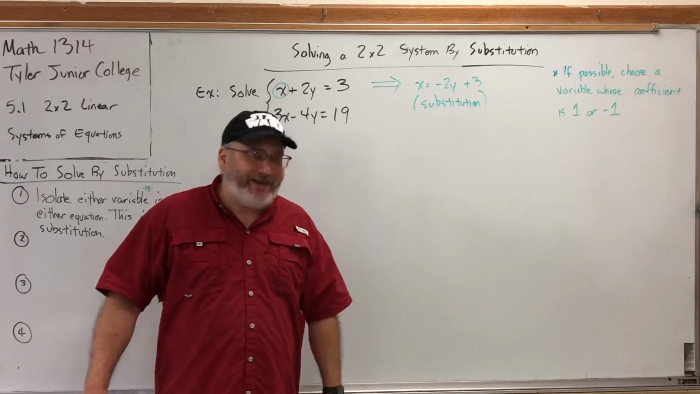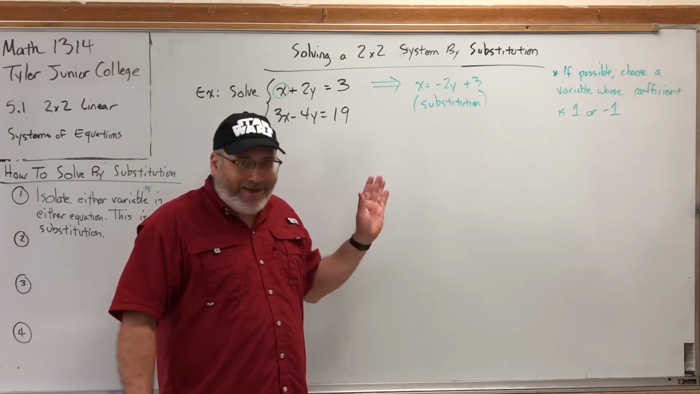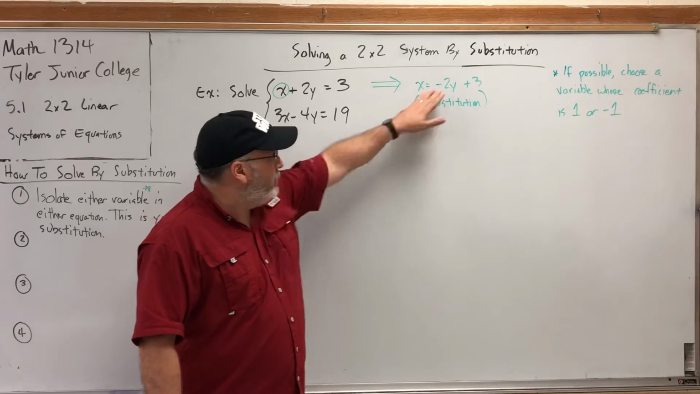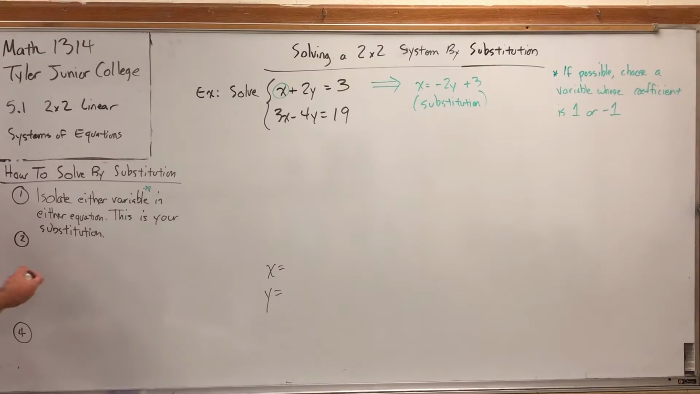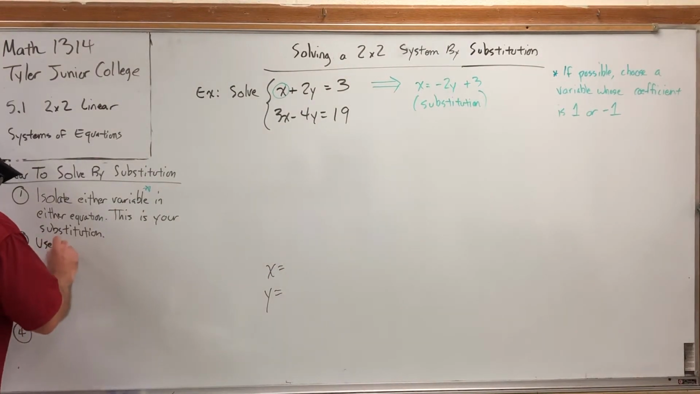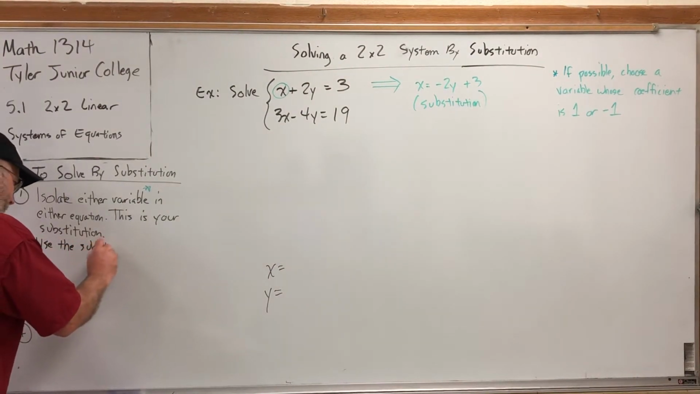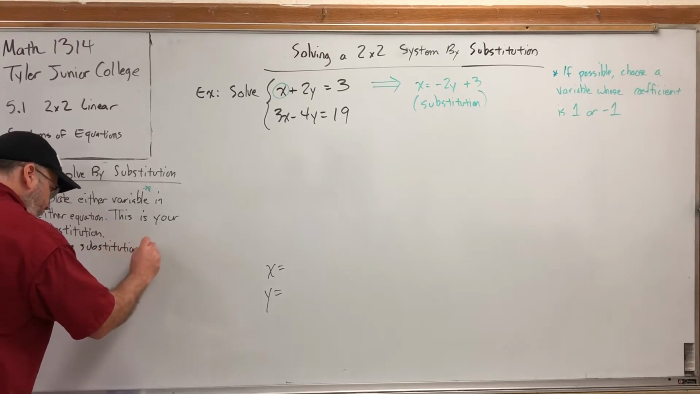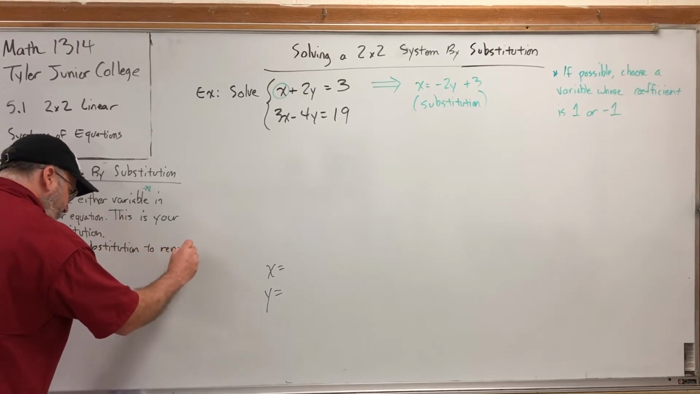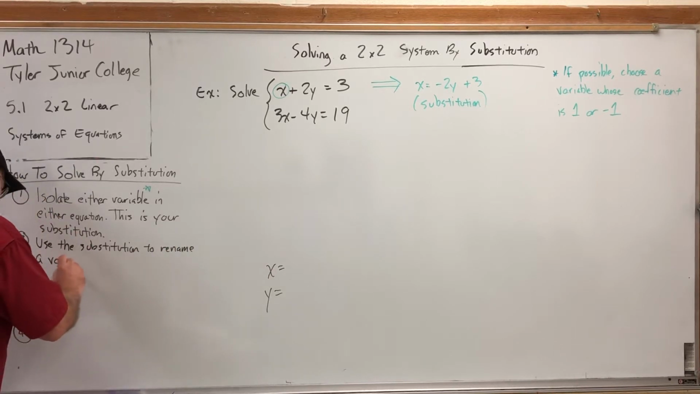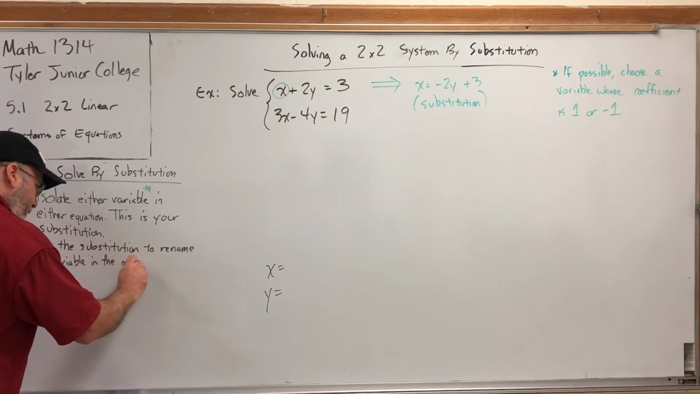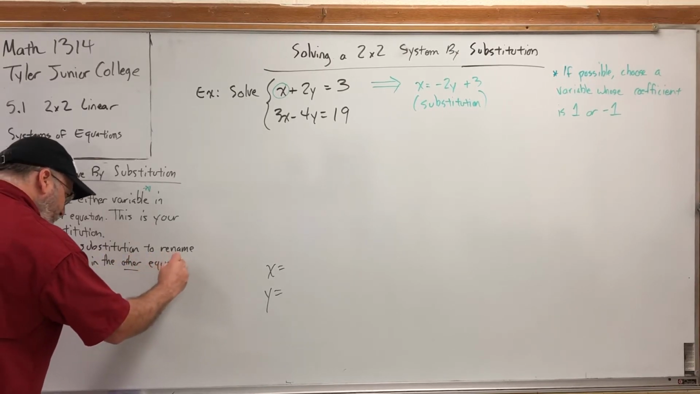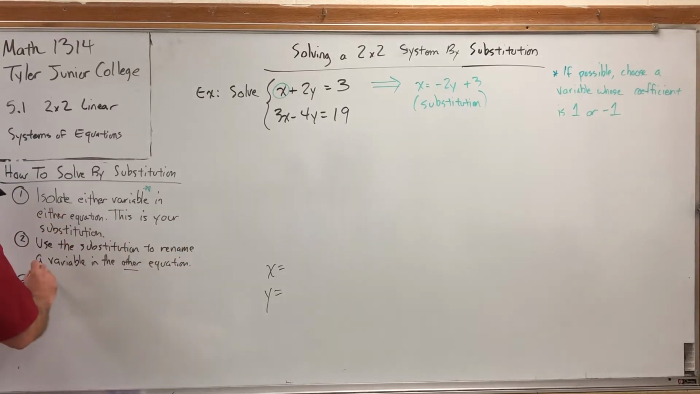And what that gives you the license to do is to replace any x anywhere in the system with what it equals, in this case, negative 2y plus 3. Our second step, use the substitution to rename a variable in the other equation. Emphasis on the word other equation. And just as a casual reminder or warning, you want to use parentheses.